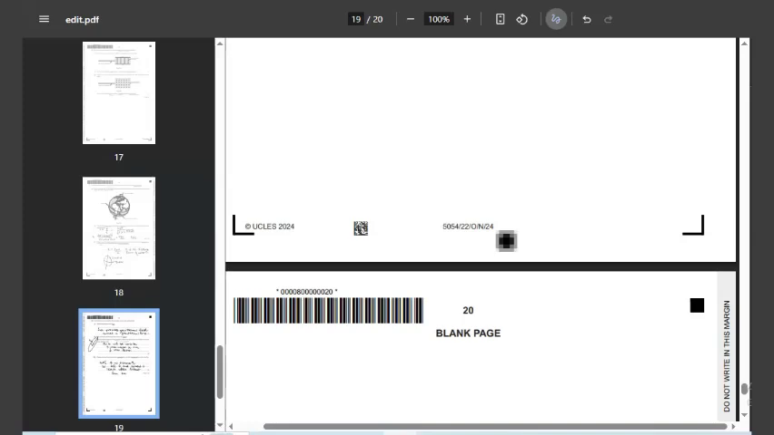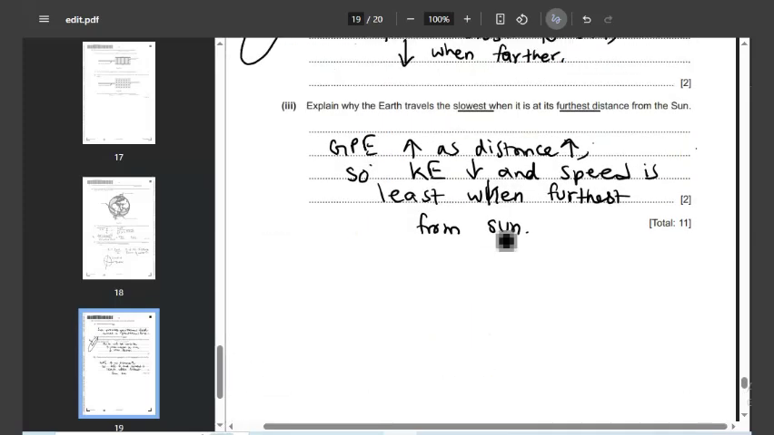And that is how we are done with October-November 2024 Paper 2 Variant 2.